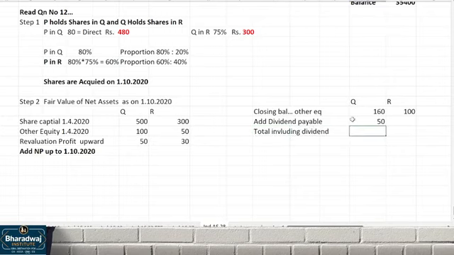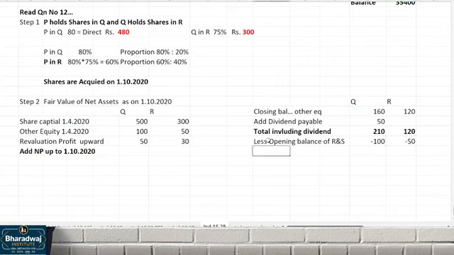So what is the total including dividend? Please remember this 160 is after eliminating the dividend. Add the dividend payable, you will get the total including the dividend. How much? 210 and what? 100. 120 then. Less opening balance of reserves and surplus. What is the opening balance of reserves and surplus they have given? 150. This will give us net profit for the year.